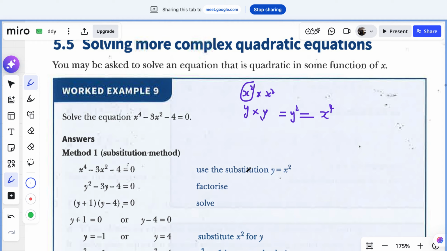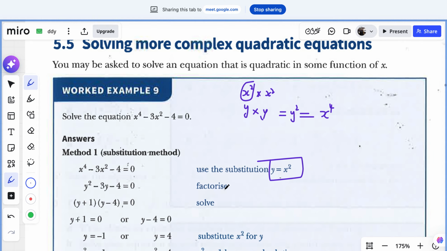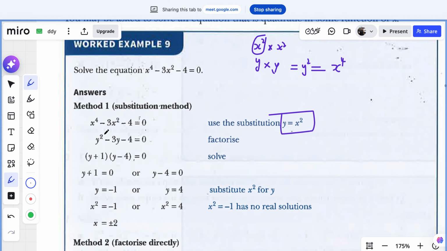If they give you this, we're just going to use what they call the substitution method to solve, and then we solve the quadratic. So we say use the substitution method and let y equal to x squared. Once you do that, you get y squared, and then remember this is negative 3x squared. Now this x squared is y. Anywhere we see x squared, we are only replacing it with y.